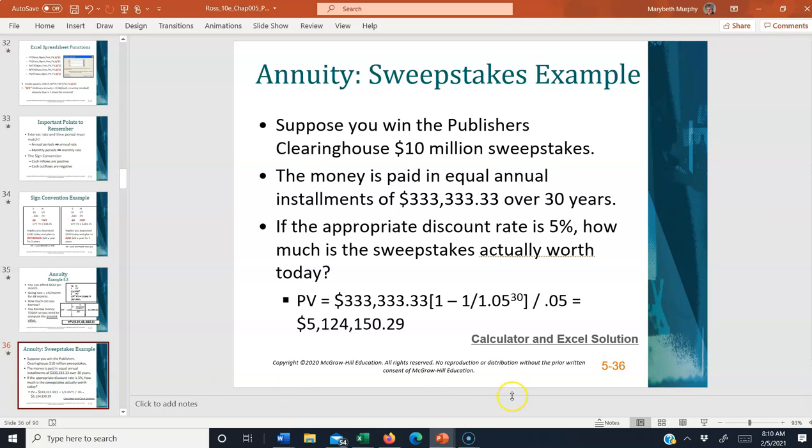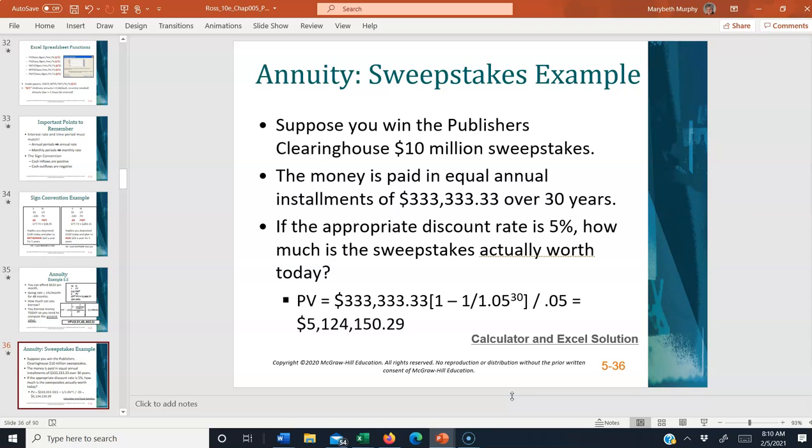Okay, here's a look at another annuity example, sweepstakes. Suppose you win the Publishers Clearinghouse $10 million sweepstake. The money is paid in equal installments of $33,333.33 over 30 years. If the appropriate discount rate is 5%, how much is the sweepstakes actually worth today?